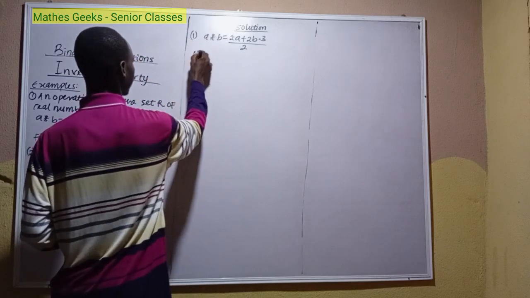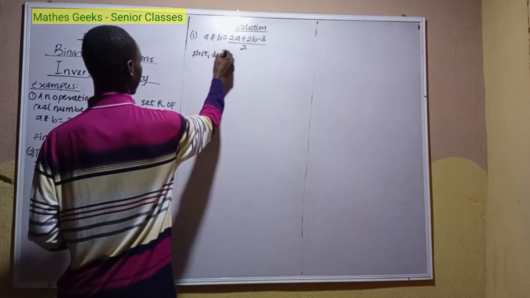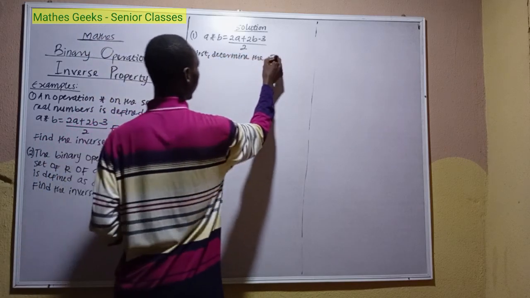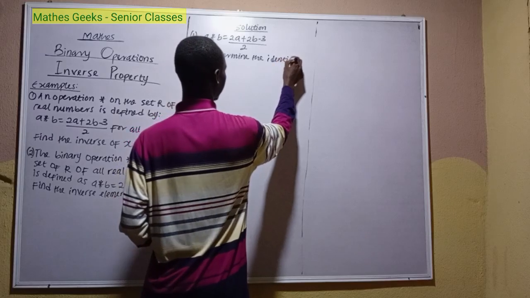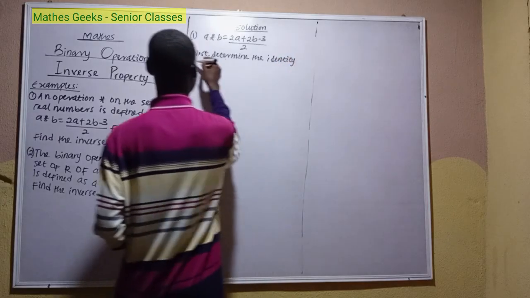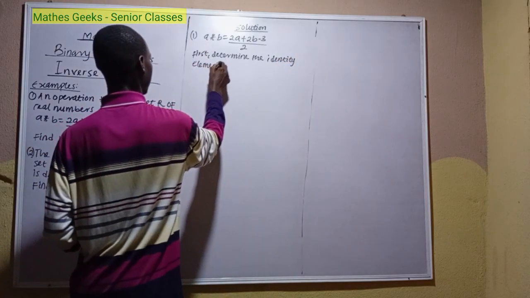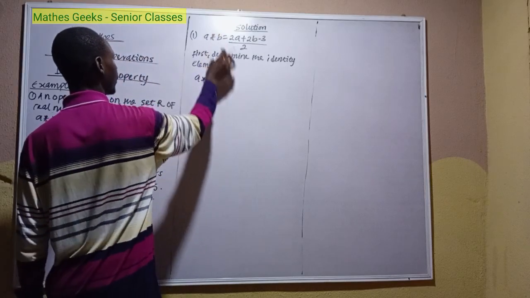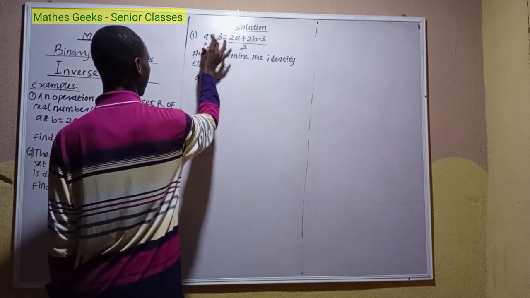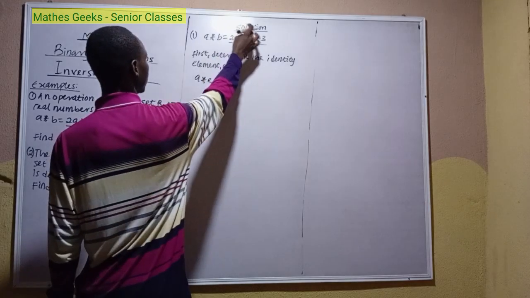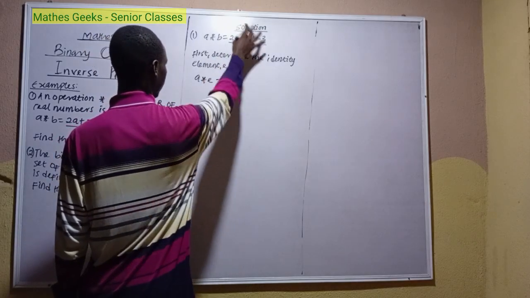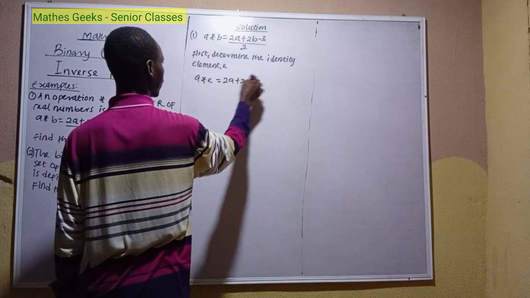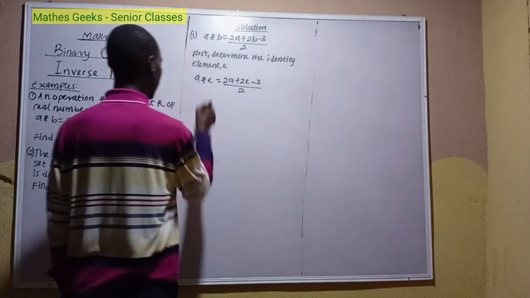So first, determine the identity element E. And then to do that, replace B with E. So it's now A operation E. So our B will be E. This part of the equation will be 2A plus 2E minus 3 over 2.